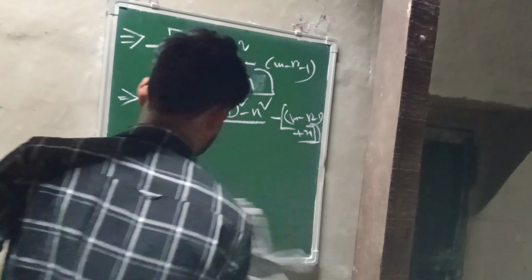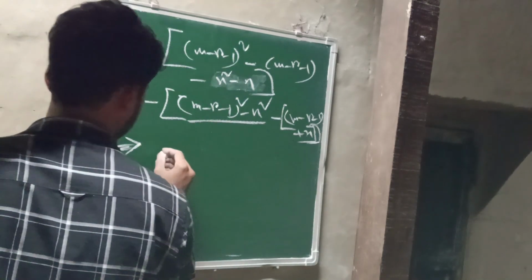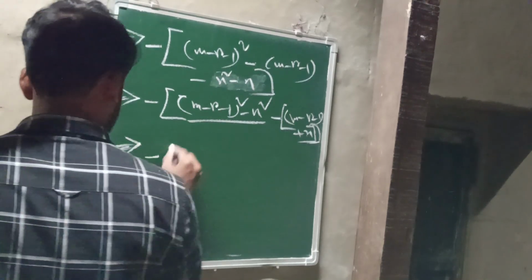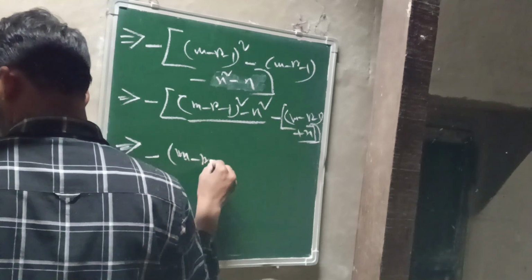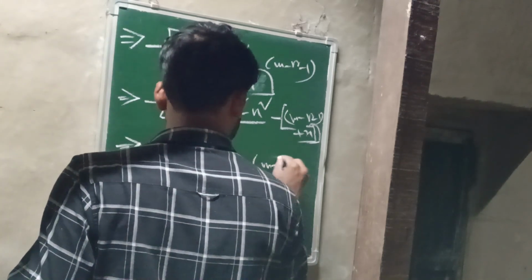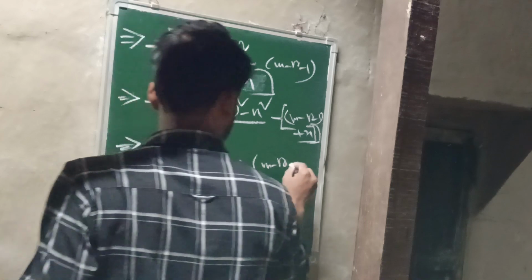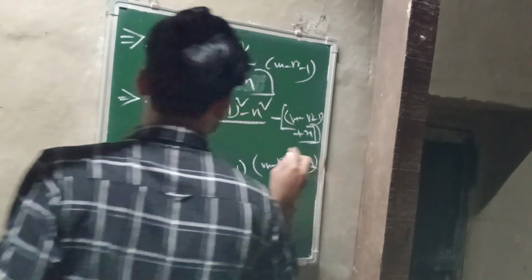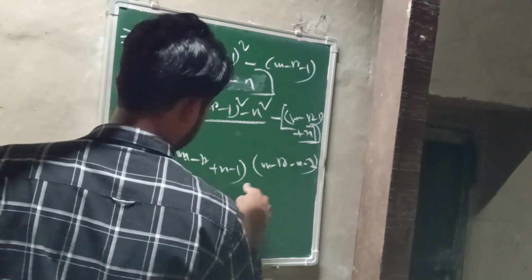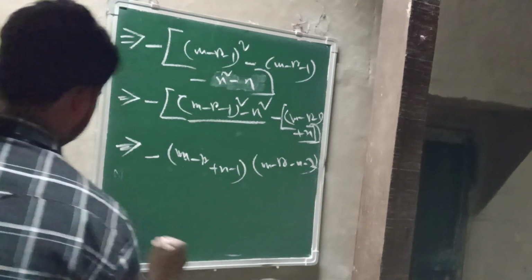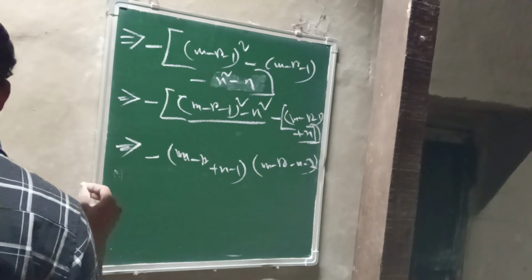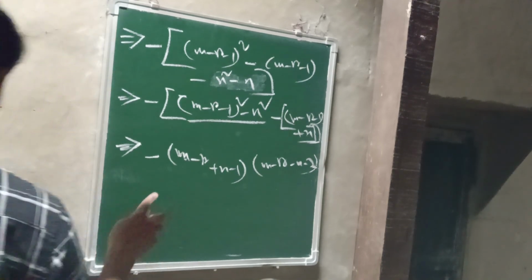It means that minus (m minus r plus n minus 1)(m minus r minus n minus 2). If we calculate it, we get (m minus r plus n minus 1) into (m minus r minus n minus 2). Put this value in the above equation.